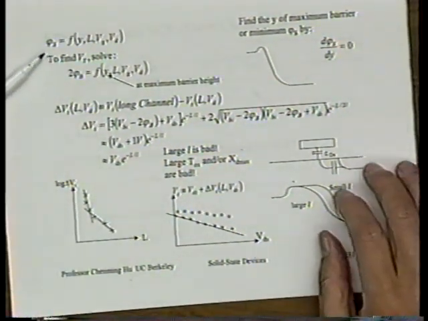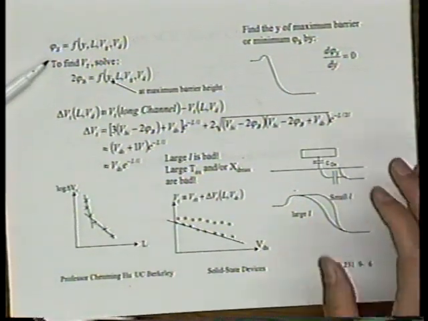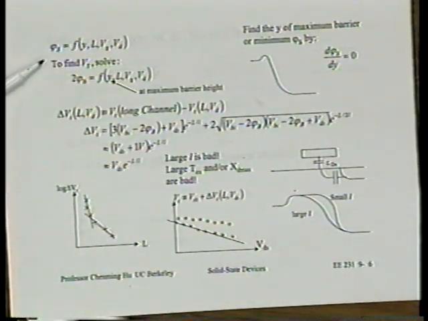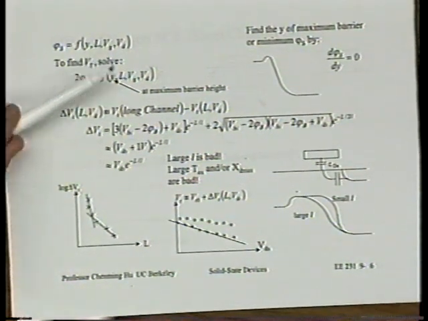Okay. So, I'm now rewriting this again, this time in an even higher-level way of writing. Remember we have phi s, which is a function of y, and L, and VG and VD, remember that?